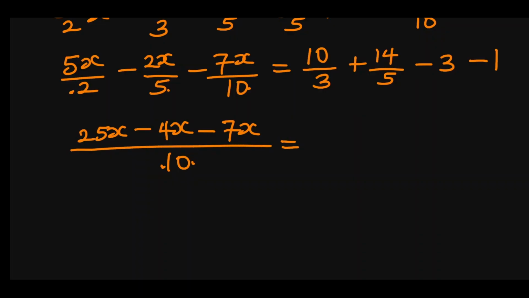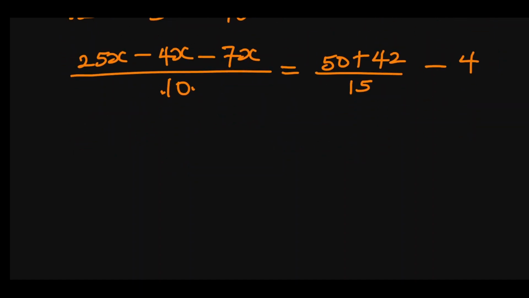Is equal to, we do the same here, LCM here, 3 and 5 is 15. 15 divided by 3 is 5. 5 times 10 is 50. Plus 15 divided by 5 is 3. 3 times 14, 42. Then minus 3 minus 1 is minus 4.